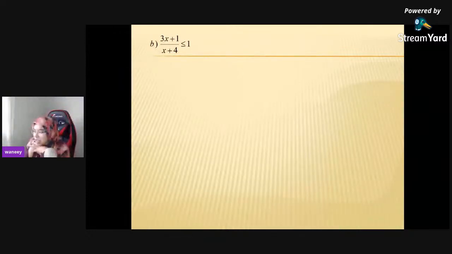Okay, 2 minit 30 saat lagi semua orang. Cuba sehabis mungkin, nanti kita compare start kita. Kita tengok sampai mana awak dapat buat.